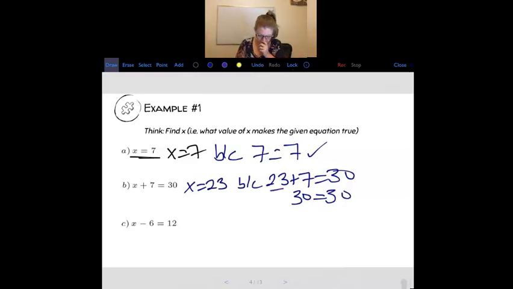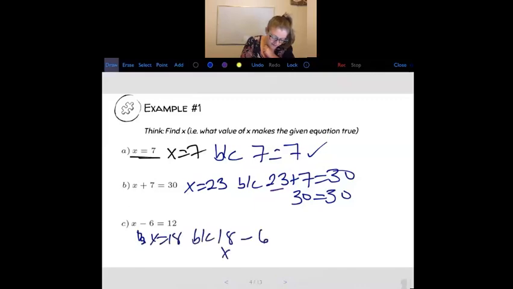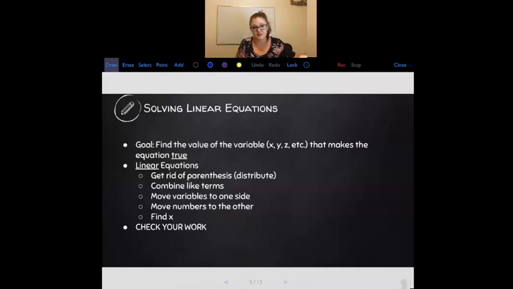Next, part C, something minus 6 is equal to 12. Okay, so in this case it would be x equals 18, and that's because 18, which was our x, minus 6 is equal to 12, and 12 is equal to 12. Okay, so intuitively we know in these examples what the value of the variable has to be. And so when it gets more complicated, there's some things we can do.